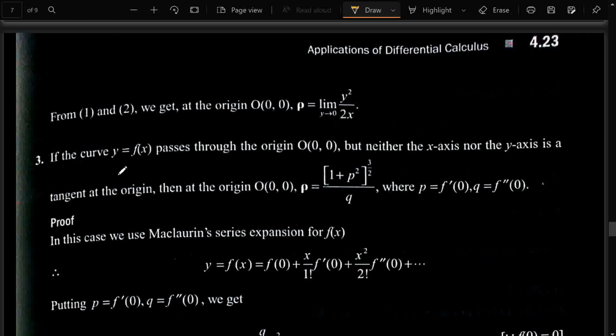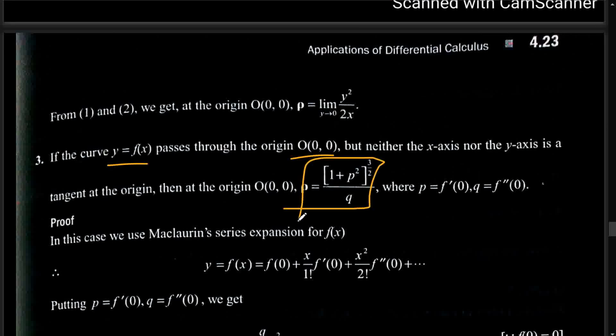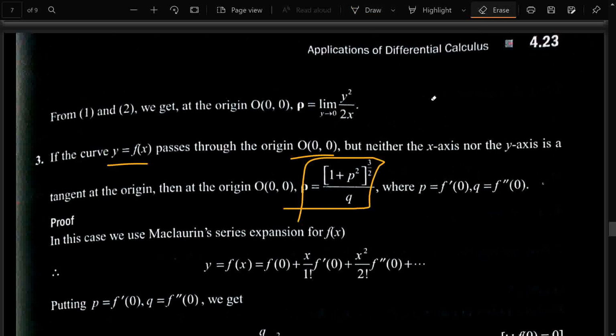And now a third case is there. If there is a curve which passes through origin (0, 0), but neither the x-axis nor the y-axis is tangent at the origin, then we have to use this formula. While looking at this formula, you may wonder what P and Q are, which we have never seen before. P is equal to f dash of 0. Differentiate it with respect to x, so dy by dx, and put 0 in the place of x.